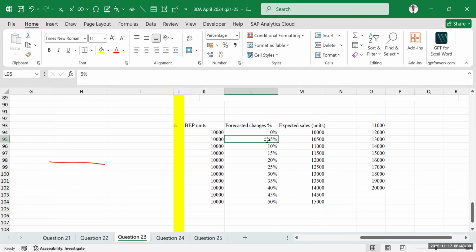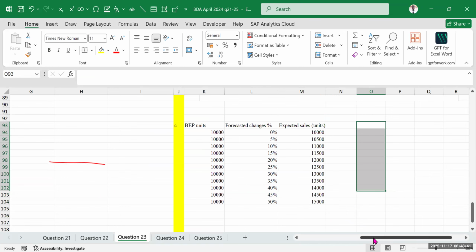If we change it by 5%, what happens? If we change it by 10, what happens? And we check on all those changes until we reach 50. What will be the impact? Then now from there, we ask ourselves, what are we trying to check? Remember, at break-even point, no profit, no loss, point 0.